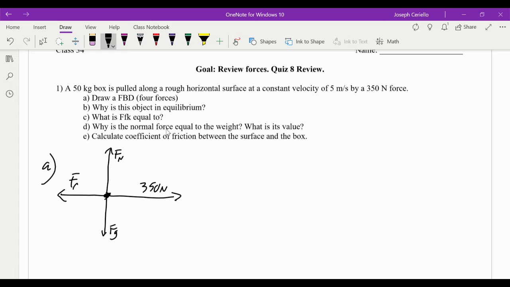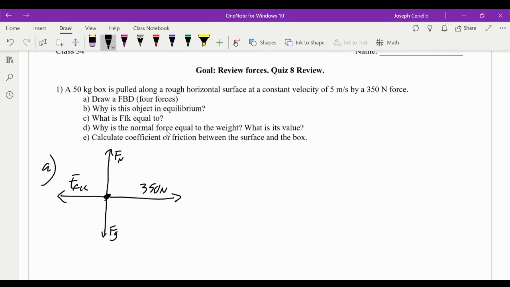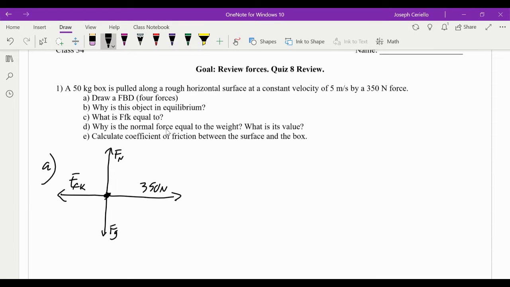How do we know there's a force of friction going back there? Because it's along a rough surface. Also, one of the later questions asks about it. You can make this force of friction negative right now if you'd like to. It doesn't really matter, but there we are.